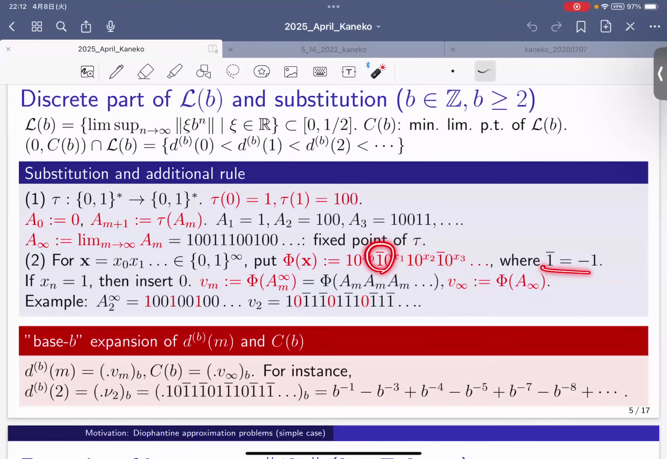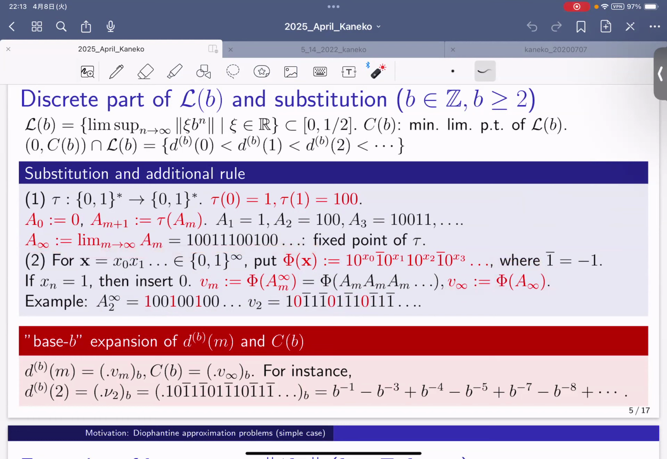So we consider examples. For example, we consider phi of A_infinity. That means phi of A_infinity, because A_infinity is 100, 100, 100. So this one corresponds to the inserting of 0. Is it clear? Is it okay? And so V_infinity is the image of A_infinity.